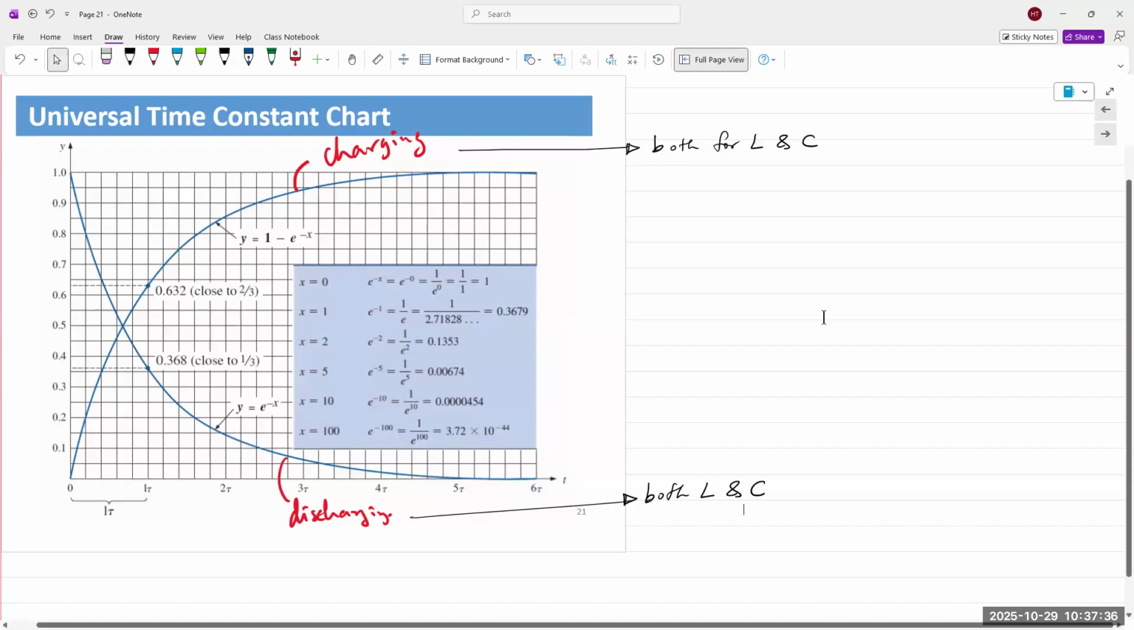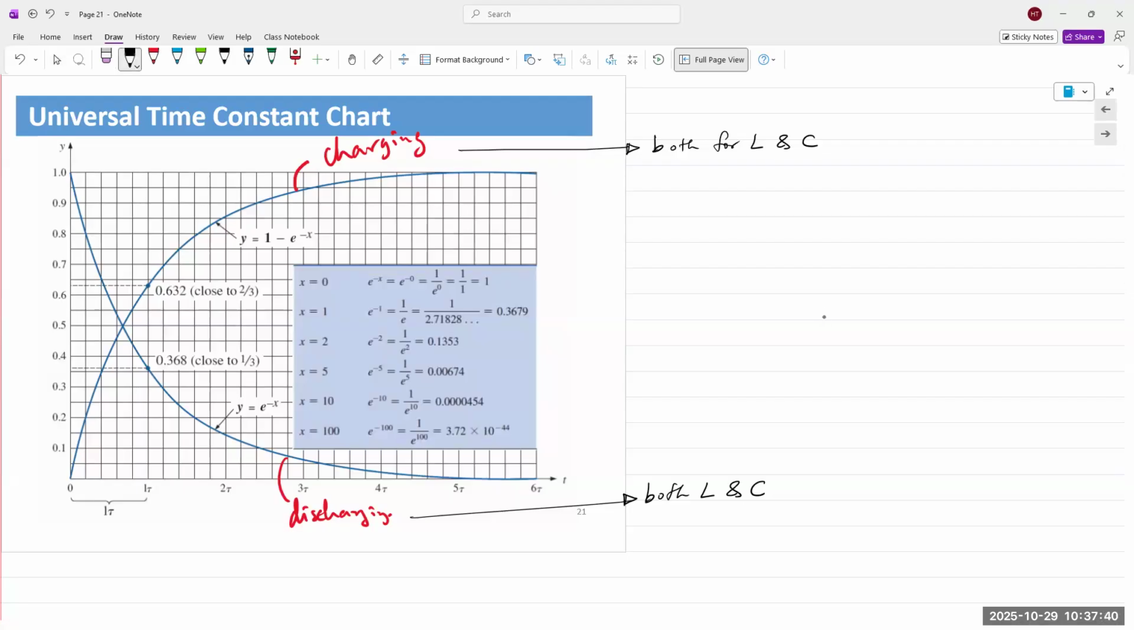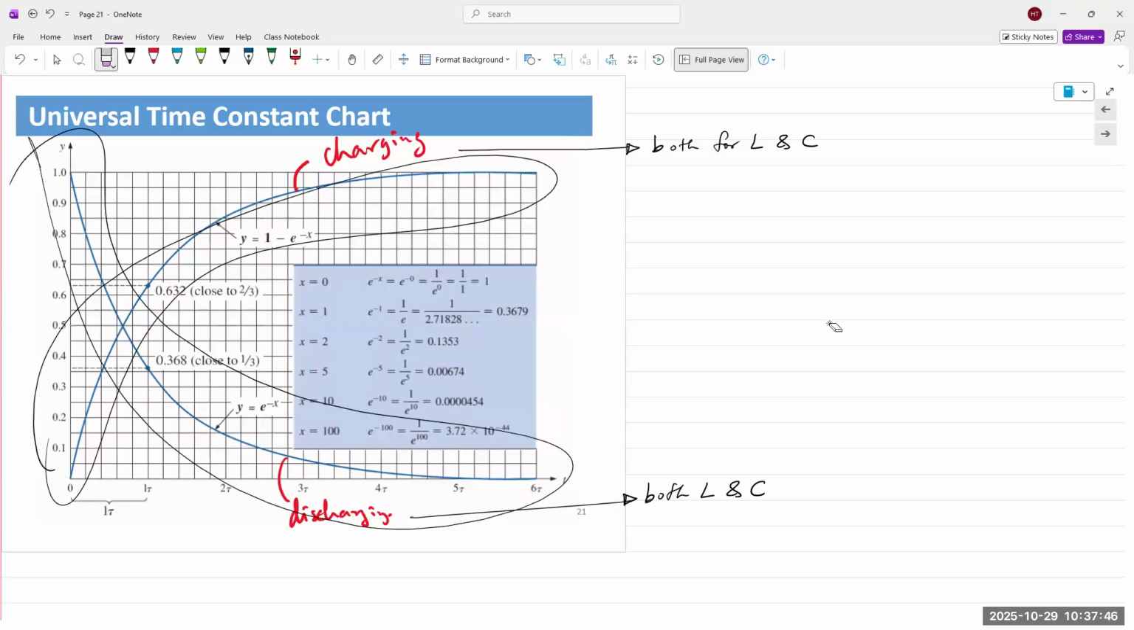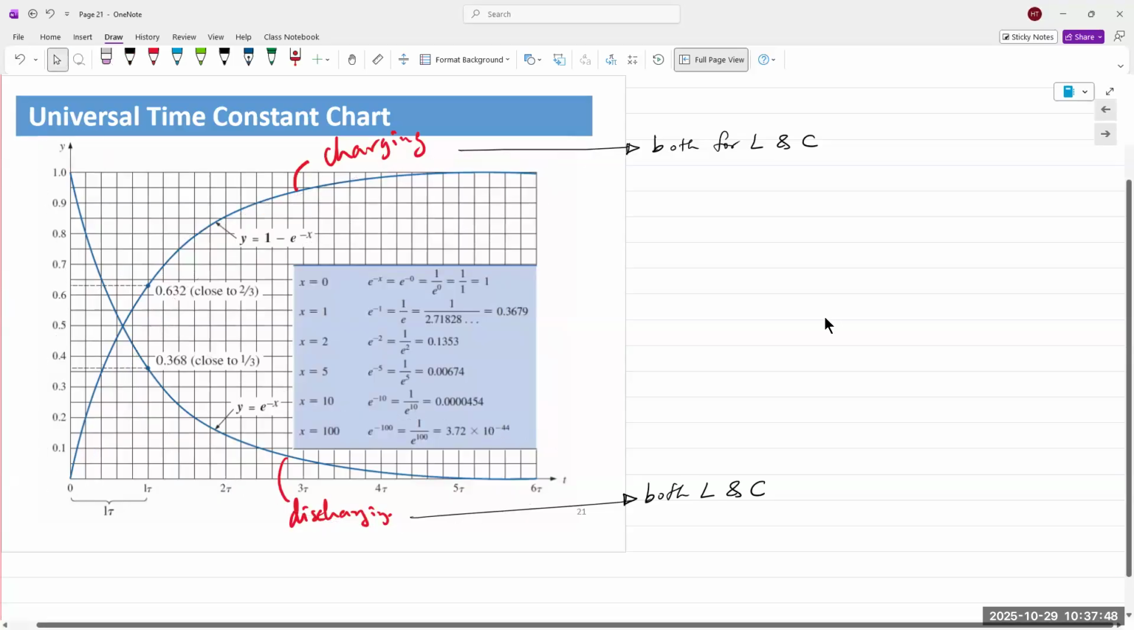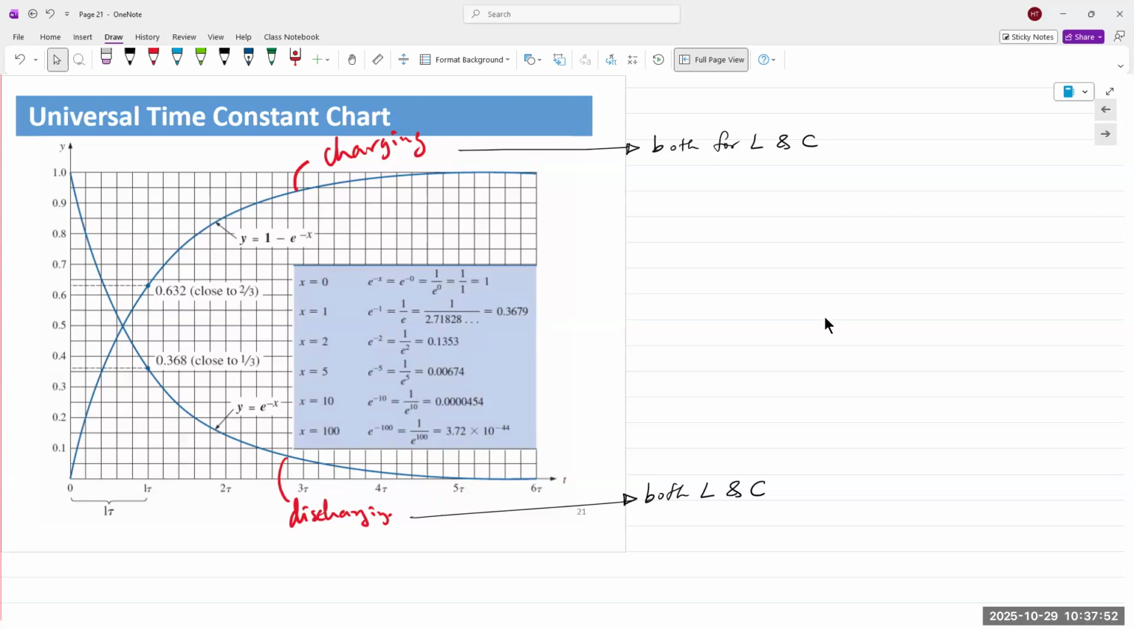Okay, so coming back to the technical side of this. So we have this kind of curve for charging and this one for discharging. And this, again, as I said, is pretty standard. No matter the circuit, no matter the component, no matter the size of the source, no matter the size of the capacitor or inductor, it applies equally to all.